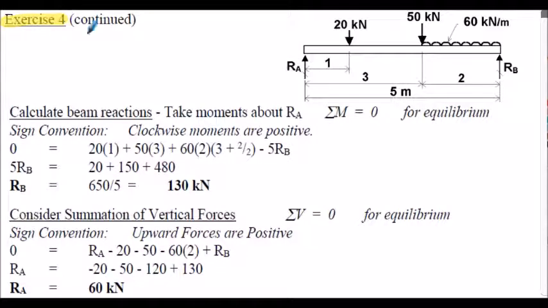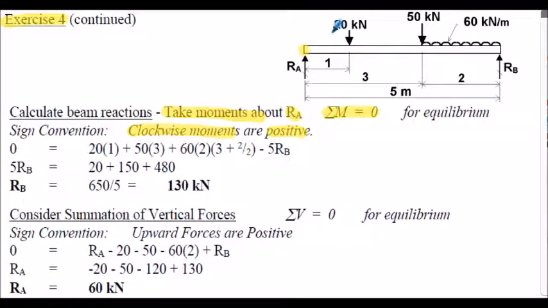Exercise 4, solution continued. I'm now going to calculate the beam reactions. I actually only need RA, but I'm going to calculate both beam reactions for completeness. Our usual approach is to take moments about the left-hand reaction, so we're going to take moments about RA in this case. We know for equilibrium, the summation of all the moments must equal 0, and I'm going to state that clockwise moments are positive. So we're going to take moments about point A, RA, on our beam's left-hand end.